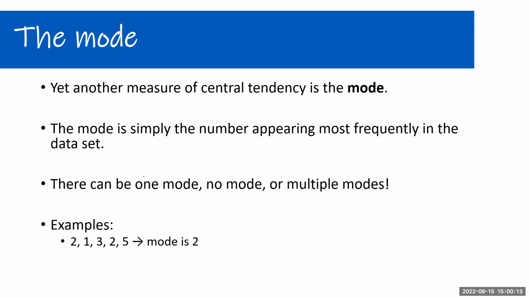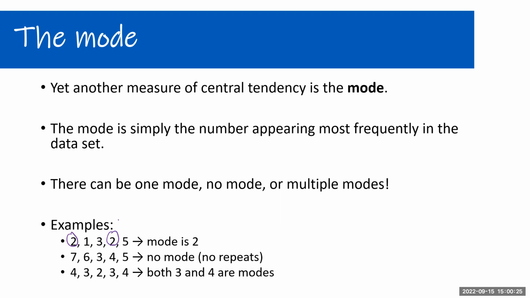So for example, if we have this data set, our mode is 2 because 2 repeats. If we have this data set, we have no mode because nothing is repeating. And if we have this one, we actually have 2 different modes because 3 is there twice and 4 is there twice.